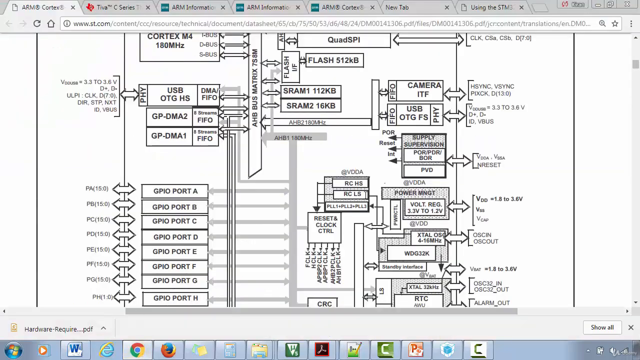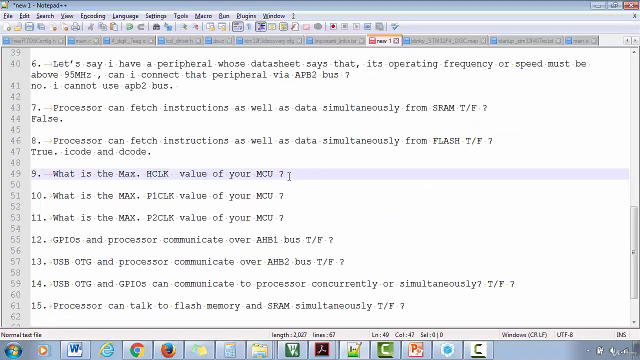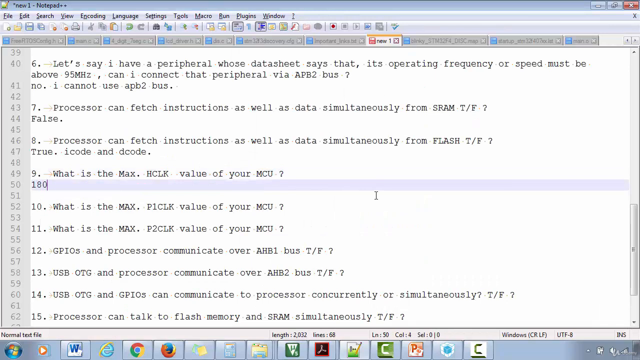If you go back to our diagram here, this is the AHB bus, that is the AHB1 bus, which has the capacity to run at a maximum speed of up to 180 megahertz, and we also have the AHB2 bus, which also has the capacity to run at a maximum of 180 megahertz. You can even lower the frequency, that's possible. The current operating frequency of the AHB bus is denoted by the term HCLK. So the answer for this question is 180 megahertz.